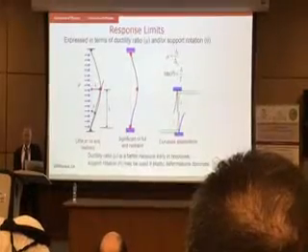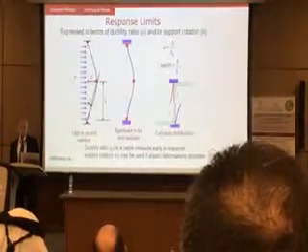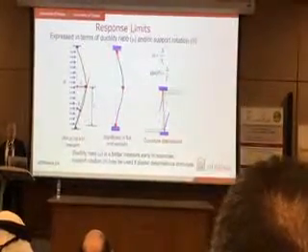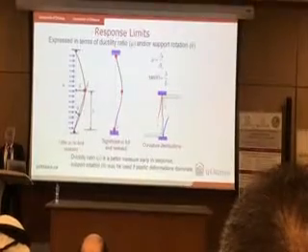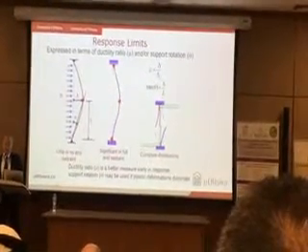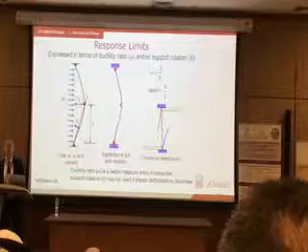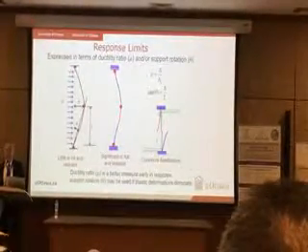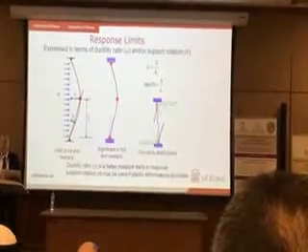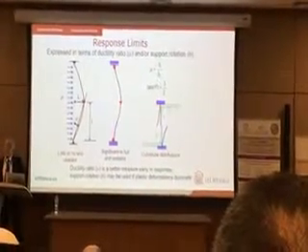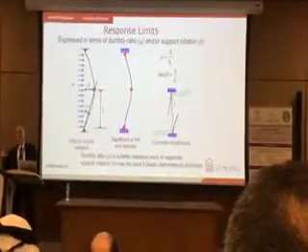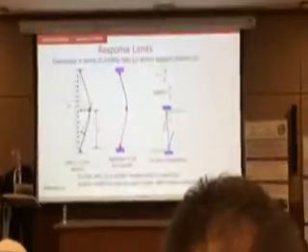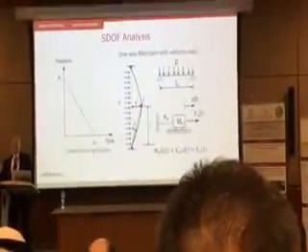If you have column fixity top and bottom, of course, when there's blast effect, there will be moments taking place. Moments will be highest at the end, so these hinges will form, and then a third hinge forms when there's collapse mechanism. You can do sectional analysis, moment curvature analysis, assume hinging length, and you get moment rotation. The area under moment rotation gives you moment displacement. That's how you find your inelastic displacement, and that displacement is compared with what's given in the standard as response limits.